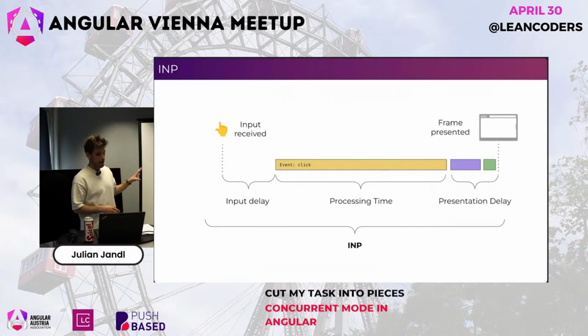So let's dive into INP. INP is divided into 3 stages. We have input delay, so the time it takes for the browser to finally start processing what you actually want to process. Then you have the processing time, so in this case, the click. So you bound something to the click listener and you do some work. That's the processing time. And then you have presentation delay.